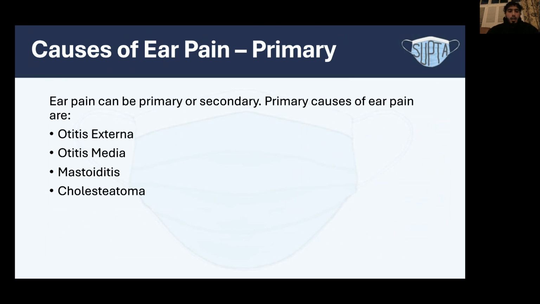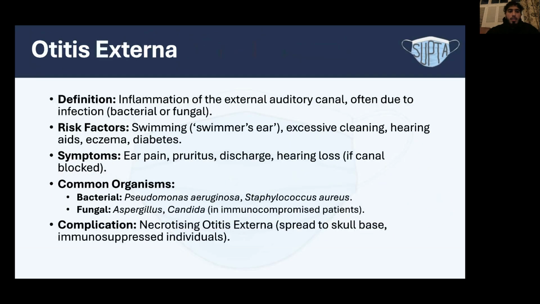Causes of ear pain can be primary or secondary. Primary means it's issues within the actual ear itself. Secondary means it's more referred ear pain. The main ones that we'll talk about are otitis externa, otitis media, mastoiditis, and cholesteatoma. So what is otitis externa? It's often called swimmer's ear, and it's characterized by inflammation of the external ear canal, often caused by infection.